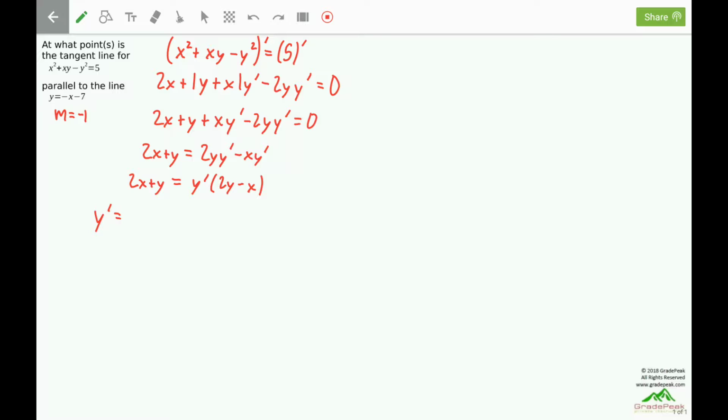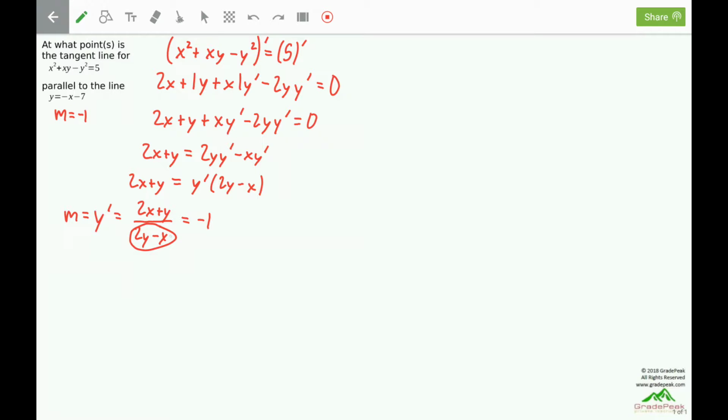So y prime equals 2x plus y over 2y minus x. This is the slope of our tangent line, and we therefore can make it parallel to the line that was given by setting it equal to its slope. Parallel lines have the same slope. What this will do is give us a relation between y and x.